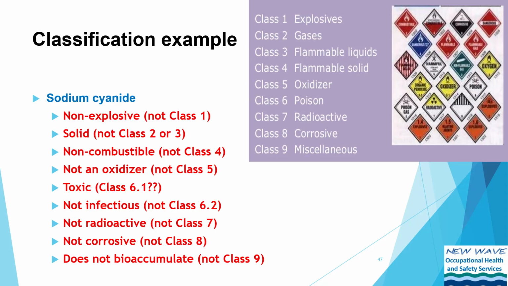But the fact it is not infectious means it is not 6.2, an infectious material. The fact that it's neither radioactive nor corrosive means it's neither class 7 nor 8. Lastly, the fact that it does not bioaccumulate and is not a marine pollutant means it is not class 9. So we're left with looking in detail at class 6.1.